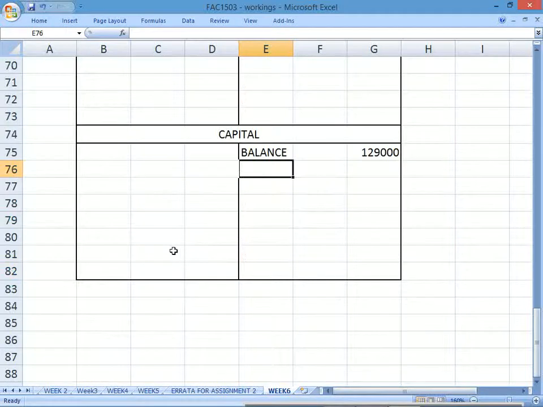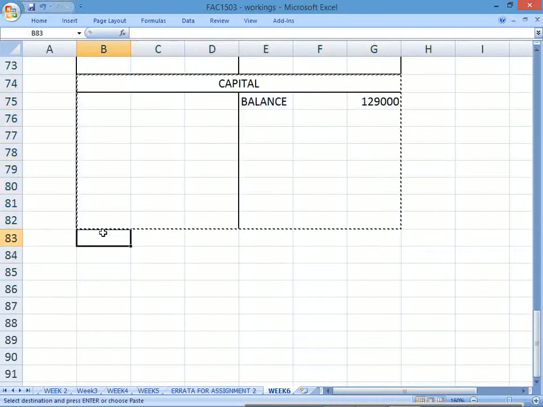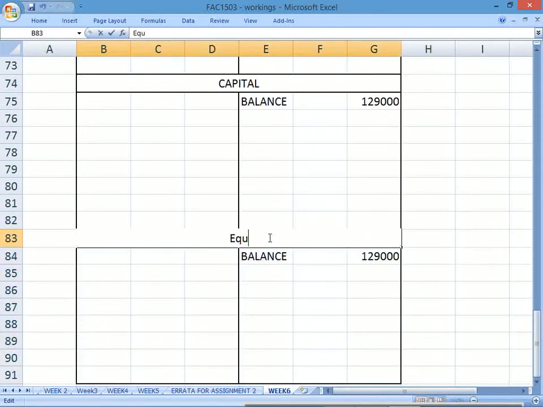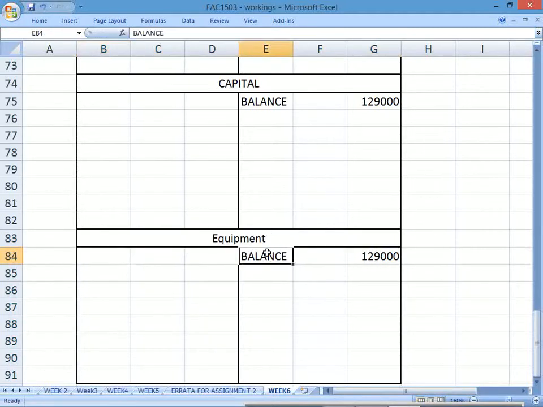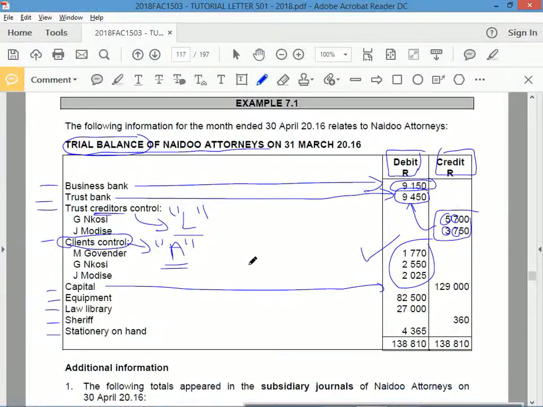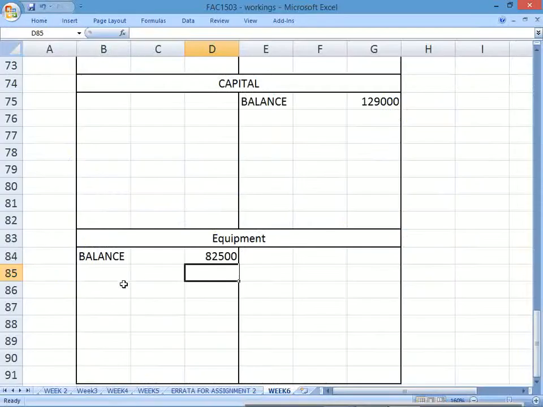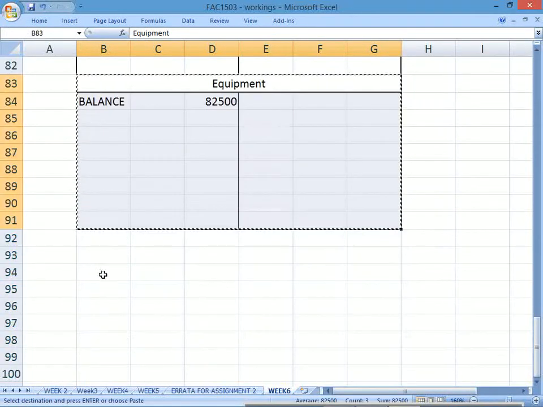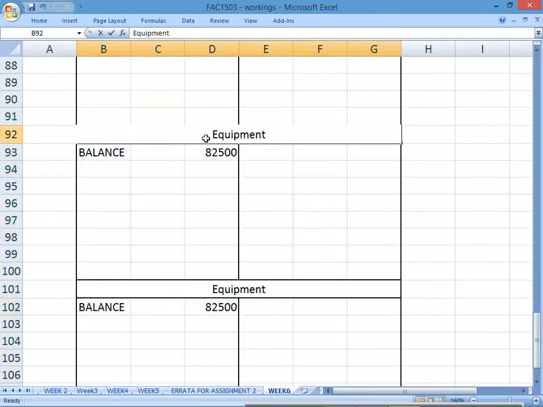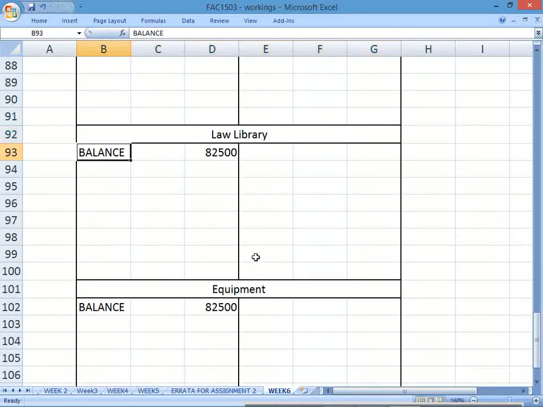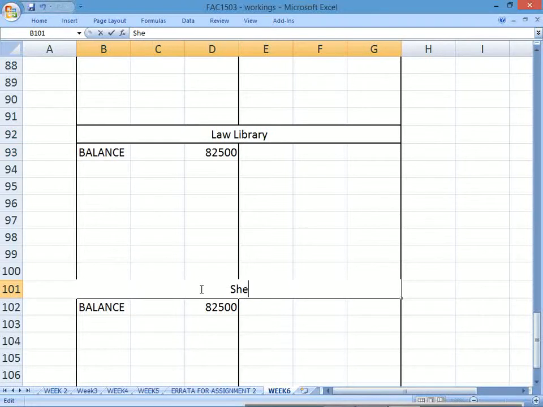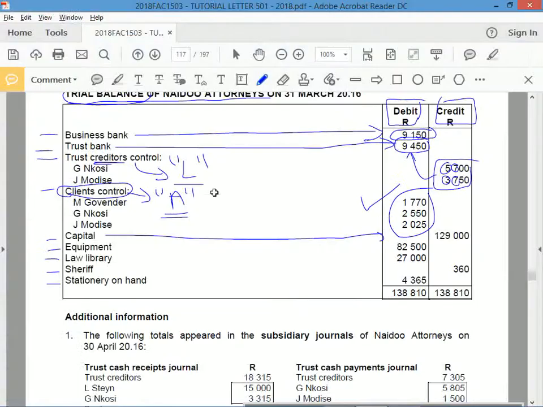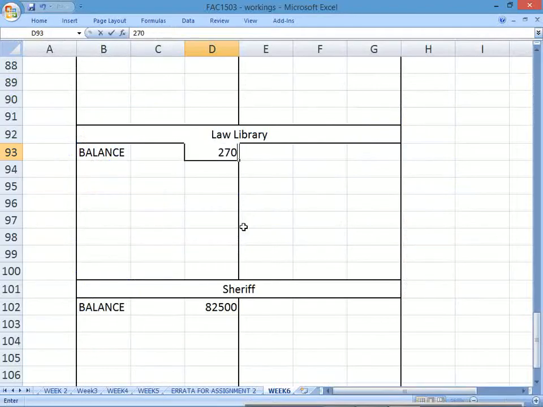Equipment, law library, so those are all assets. Assets have debit balances. Equipment will have 82,500. Okay, the law library, the sheriff, right, the law library has 27,000.